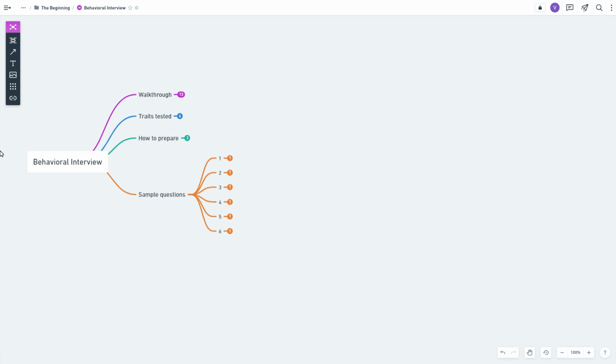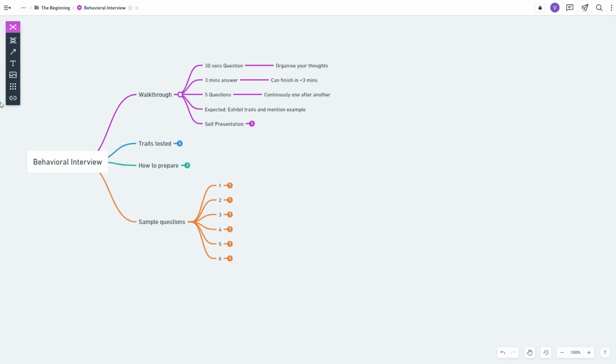That is the walkthrough: 30 seconds for the question to organize your thoughts, 3 minutes for the answer. Around five questions on the behavioral interview, and then around three questions on guesstimates, more or less. These come continuously, one after the other. This is an important part because you won't get extra time. It's not like you click on question one, then it starts, then question two starts after clicking. No, it's one after the other. Once the first ends, the next will start.